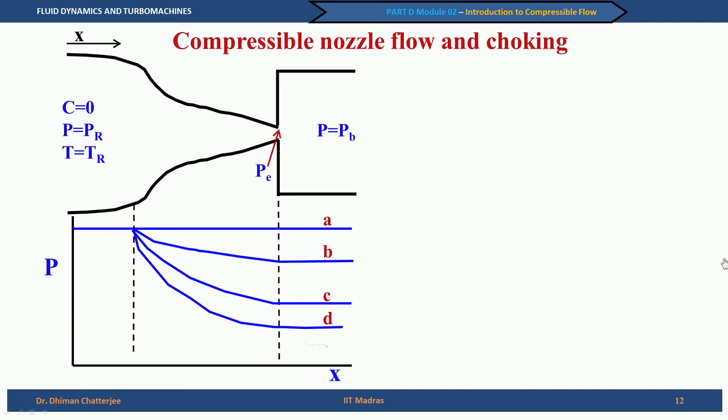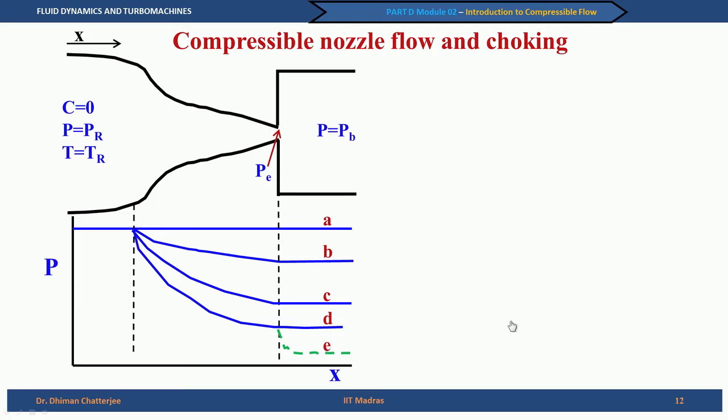What will happen to the flow is that after reaching the exit, there will be an expansion wave. I will not go into details of this expansion wave. There will be an expansion wave and then the flow will adjust to the pressure P b at some distance downstream, which is given by the line E.